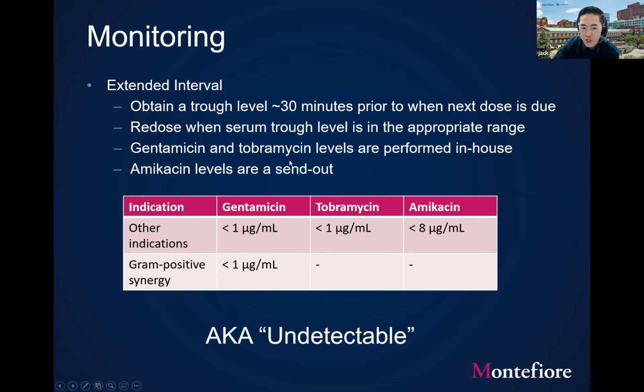The one thing to note is that Gent and Tobra are performed in-house, whereas amikacin is a send-out. So this could kind of delay you redosing amikacin, but again, most patients are getting 1 dose, so it's not too big of a deal.